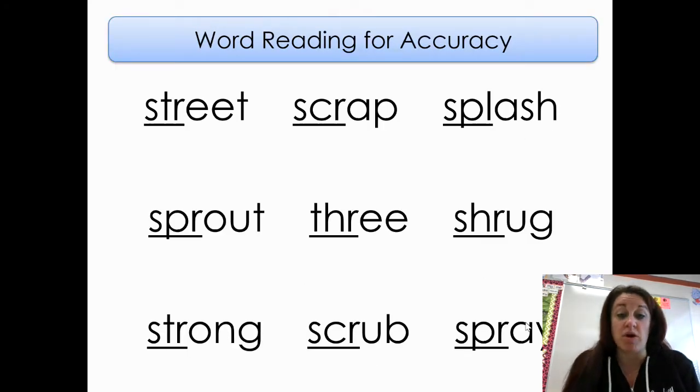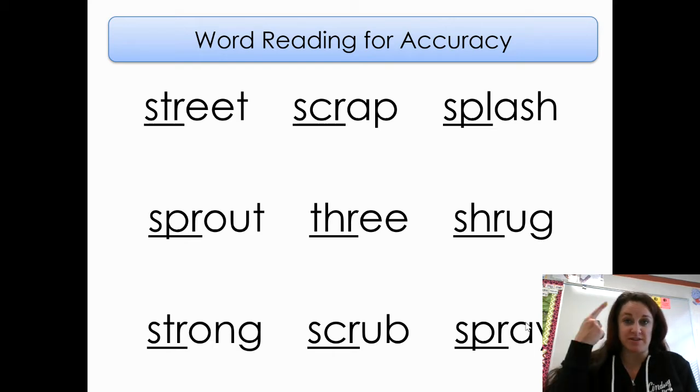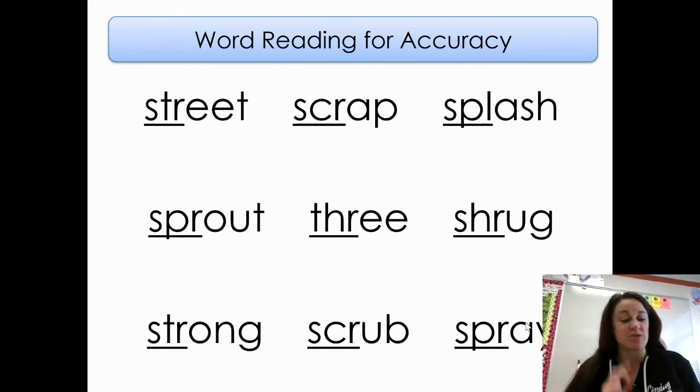Here are some words with some 3-letter blends. And we're, again, going to start from top to bottom, go from left to right, reading those words. So we're going to start with the one that is spelled STREET. Ready? Street, scrap, splash. Next line. Sprout, three, shrug. Next line. Strong, scrub, spray. Good reading, friends.